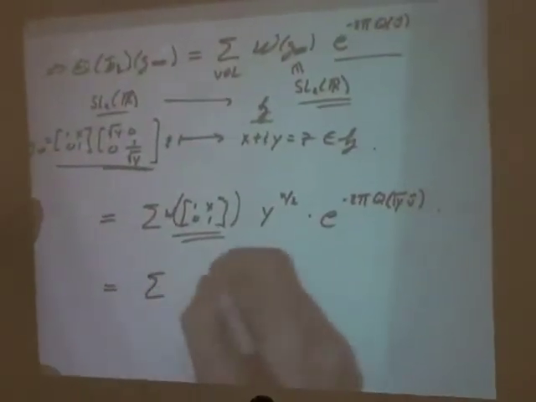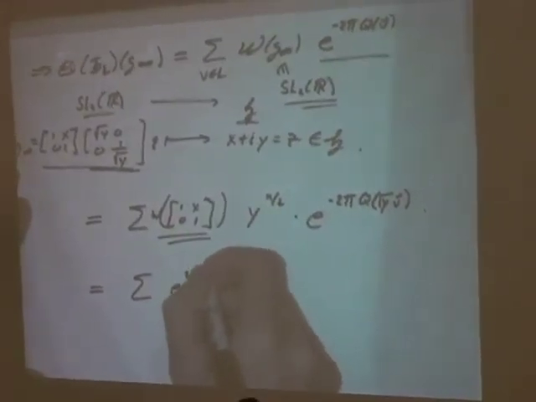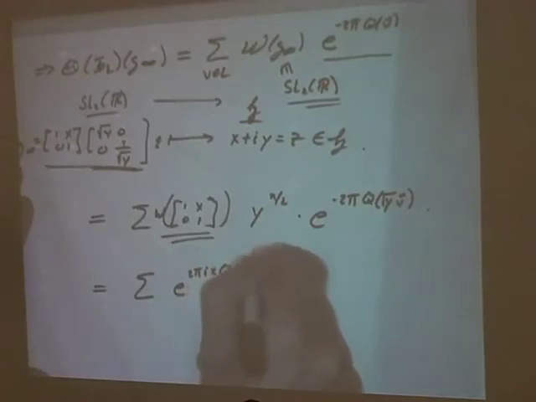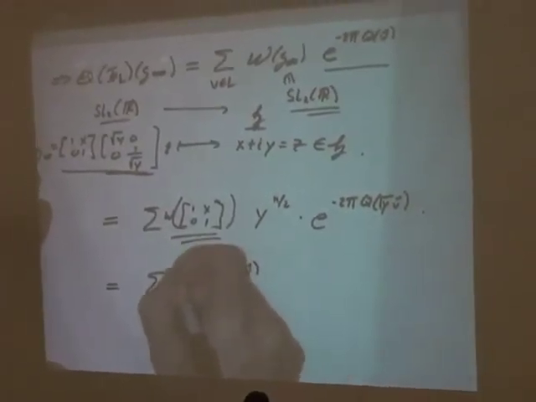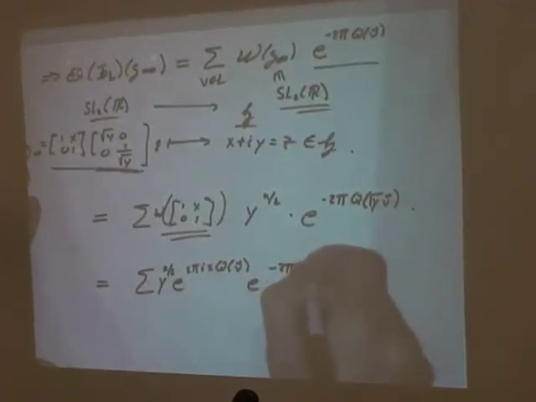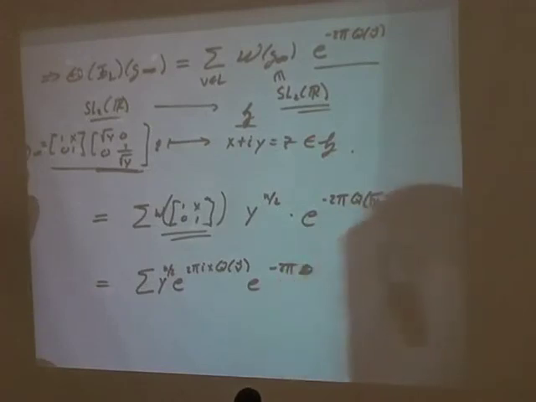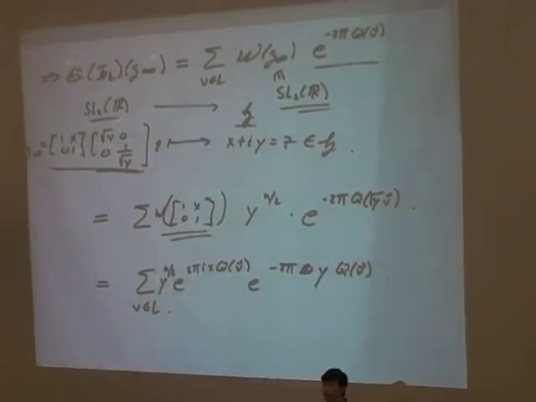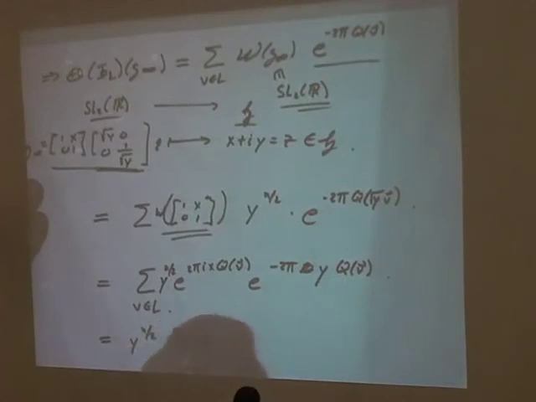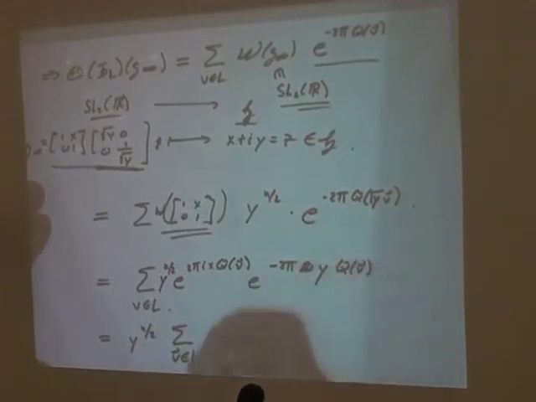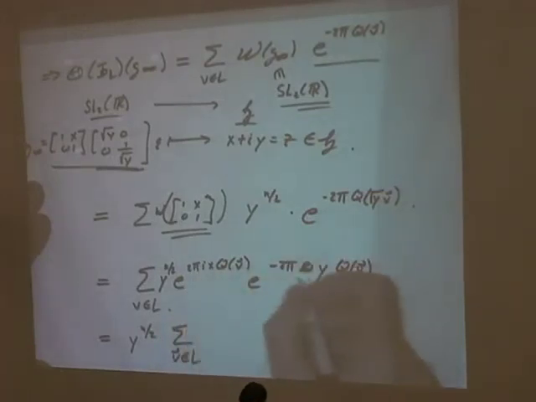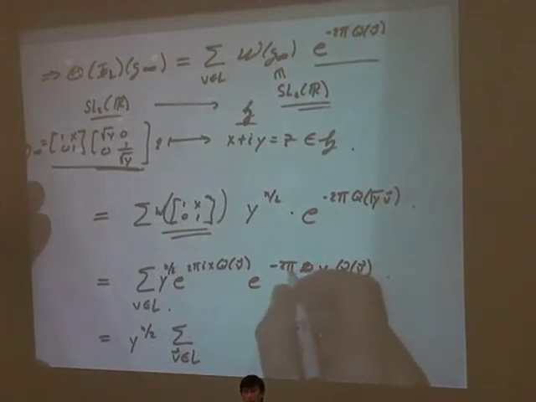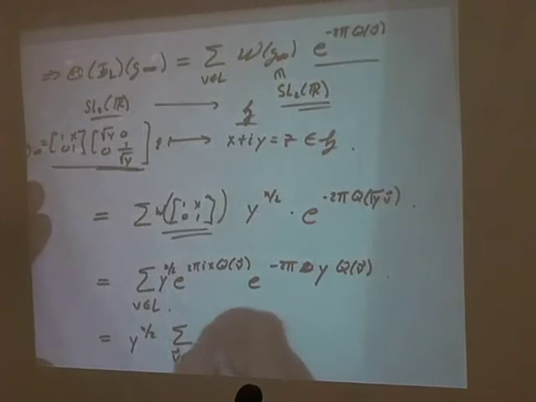So this is, again, a sum of e to the 2 pi i x q of v. So I have this y to the n over 2, and I get e to the minus 2 pi q of square root of y v, but this is quadratic, so I can put a y outside, q of v. And this is the sum over v in L. Now we're essentially done, because if you just rewrite this and see what it looks like, this looks like y to the n over 2 times the sum over vectors in our lattice of e to the 2 pi i x q of v times e to the minus 2 pi y q of v, but minus is i times i. So I can rewrite this as the sum over the lattice of e to the 2 pi i z times q of v.